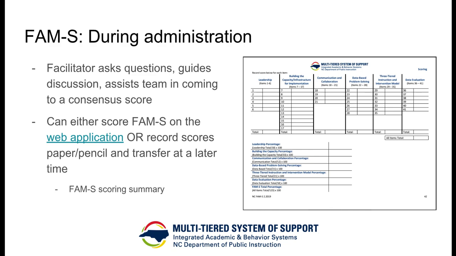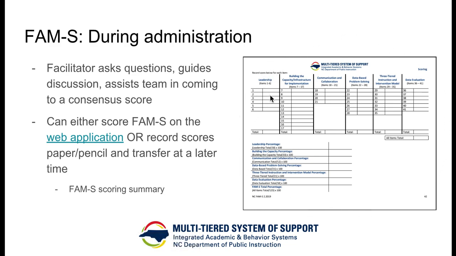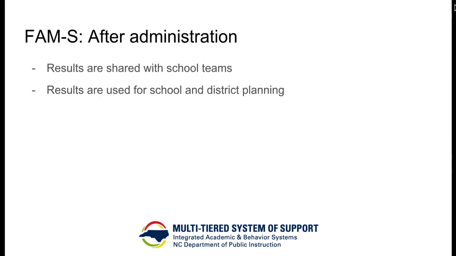If you've had a chance to see the FAMS, you may be familiar with the very last page, which is a short document that you can use to actually just record the scores of each item as the team's working through it. We have districts across the state who prefer both of those, and those are both fine options, to score it live and have the reports right there, or to sit and be active in the team conversation and just jot things down paper, pencil, and then work on the scoring later. And then after the administration, we would want to make sure that we share the results with school teams and that we use those for school and district planning.